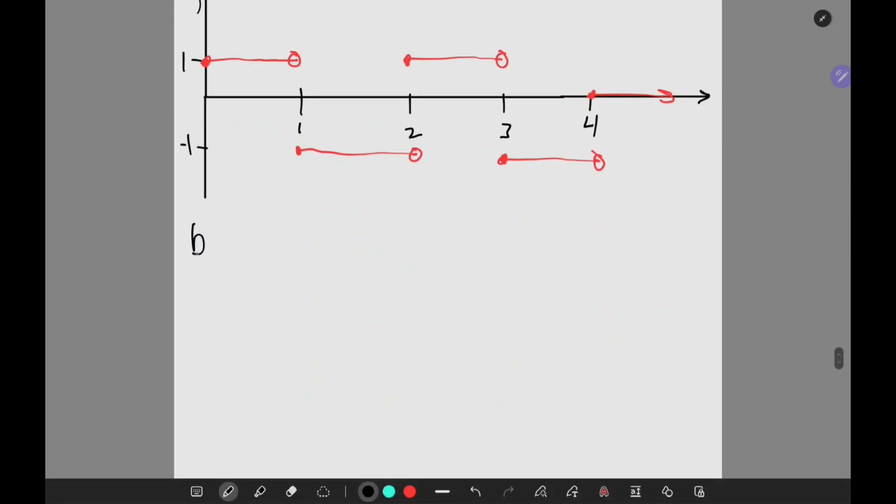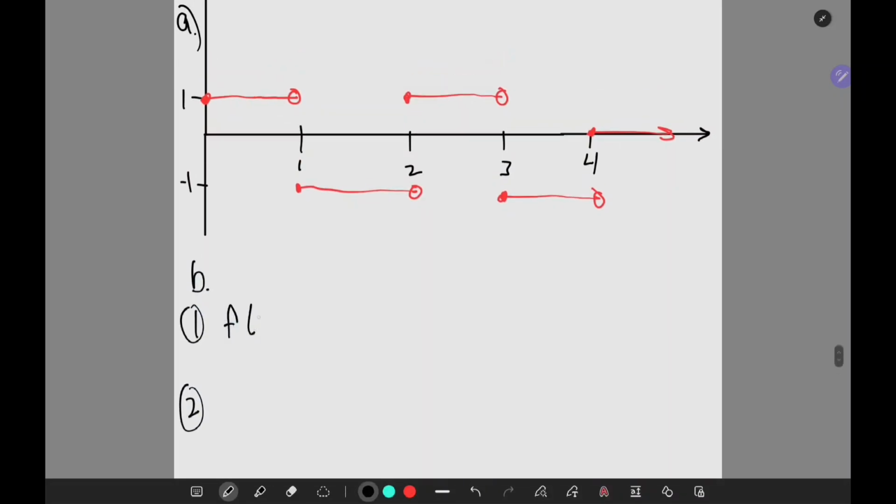So, part B, let's do it both ways. Let's do it way 1, way 2. f of t equals.